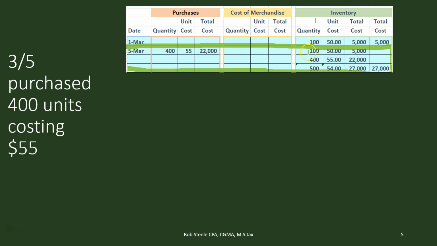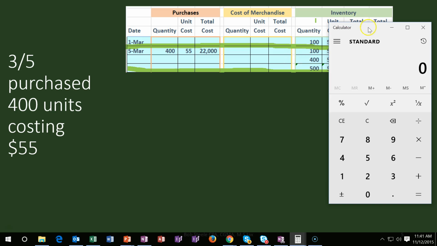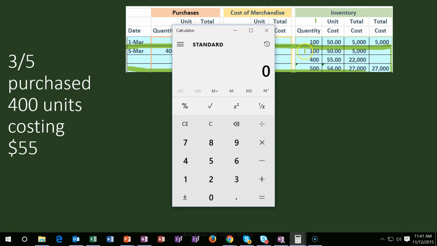We got the same 100 units that cost us $50. That gives us the $5,000. Then we have another 400 units, and I'm just bringing this down underneath. 400 units at $55 gives us the $22,000. And if we add those up, in terms of units, we've got the 100 units plus the 400 units. That gives us the 500 units.